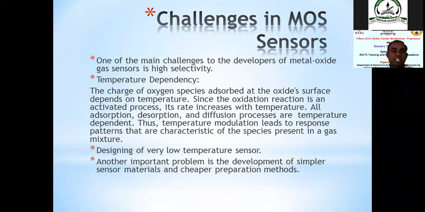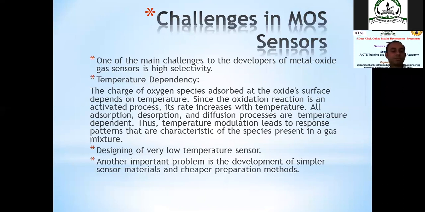Now, these are the challenges which I was talking about, the challenges that researchers are concentrating on. The main challenge is high selectivity, then the temperature dependency, which I have already talked about. At low temperature we have to sense with good selectivity, and good sensitivity also. So proper design and proper choice of the material is very important.